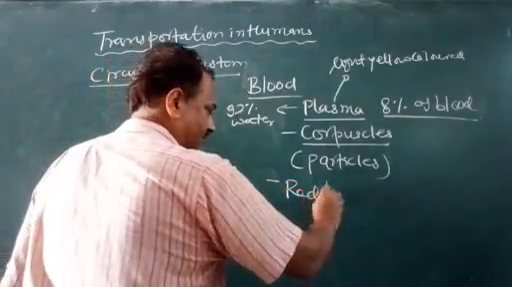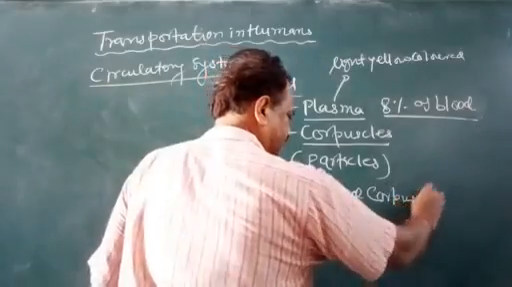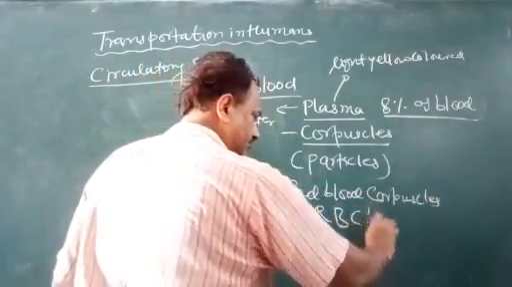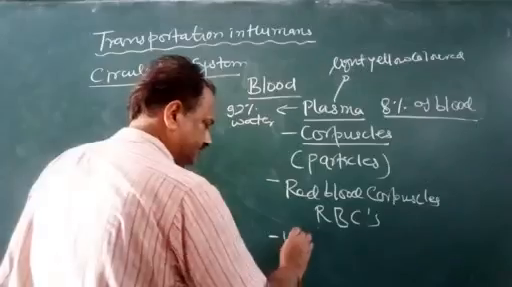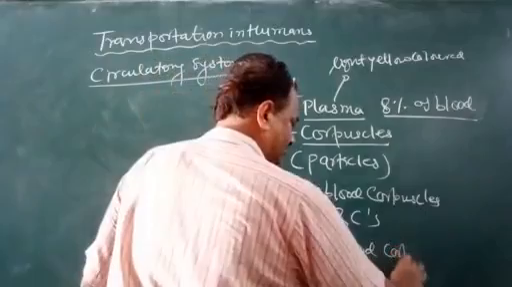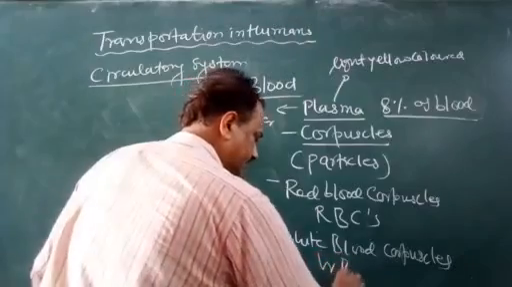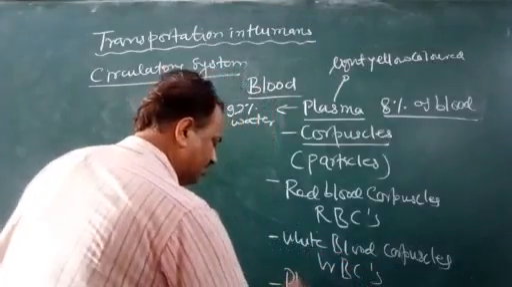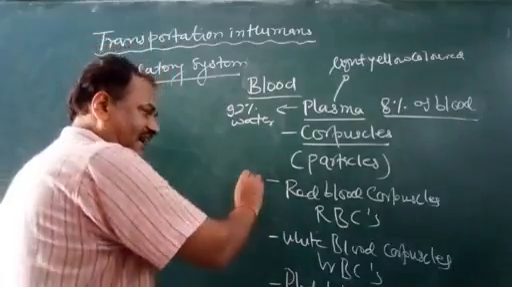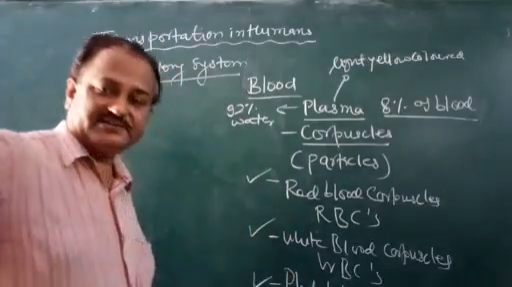Red blood corpuscles, which we call RBCs. Then white blood corpuscles, or WBCs, and third, platelets. So there are three types: RBCs, WBCs, and platelets.